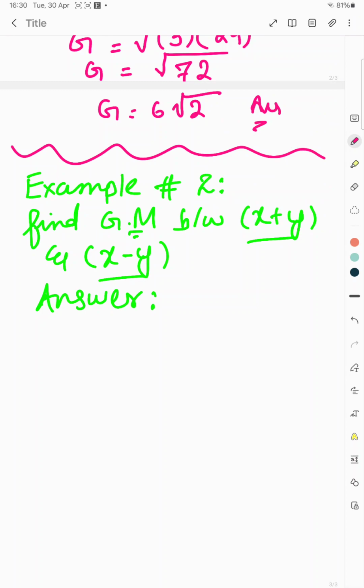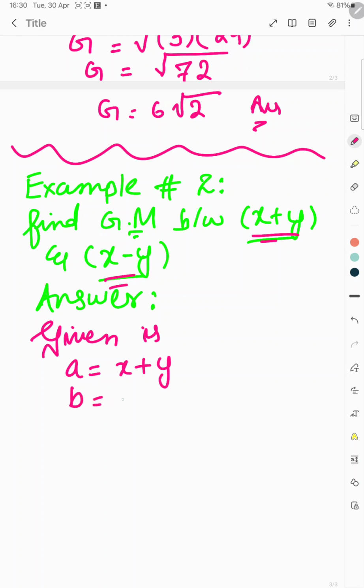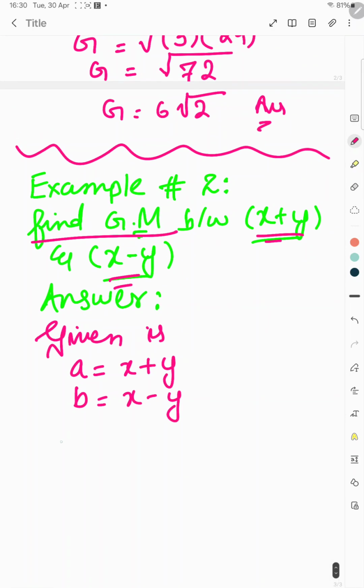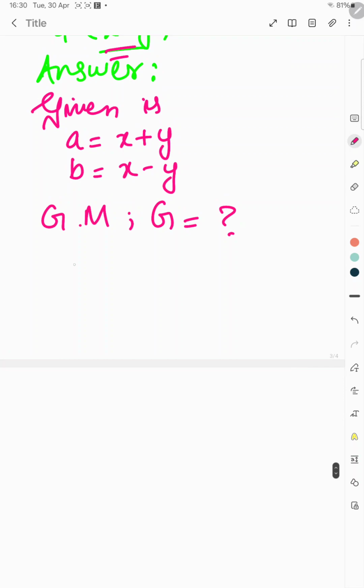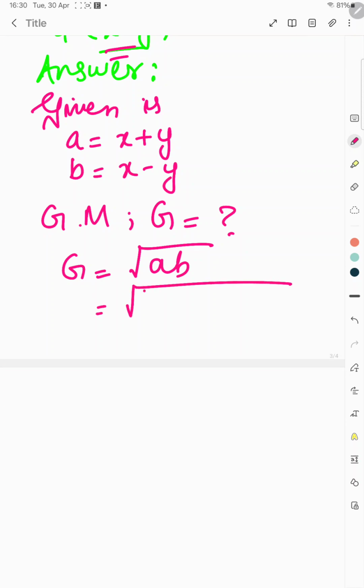So how will we start? Given is: first value will be a is equal to x plus y. Second value will be b, which is equal to x minus y. But we have to find geometric mean. So just write geometric mean, which is represented by capital G. So we have to find this. Okay student. Now as you know that for finding geometric mean we will use a formula which is G is equal to under root ab. Just put the values as a is equal to x plus y, b is equal to x minus y.